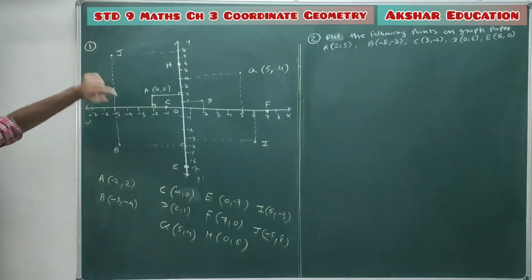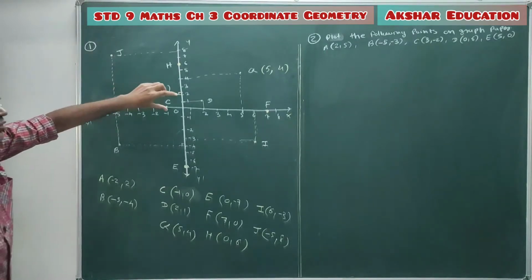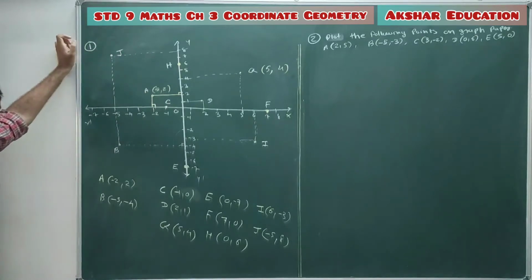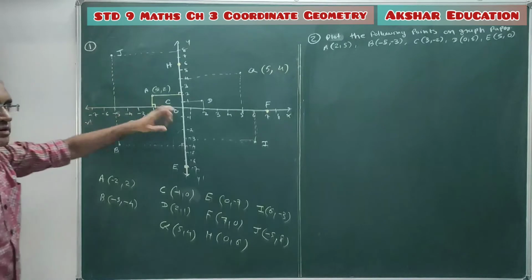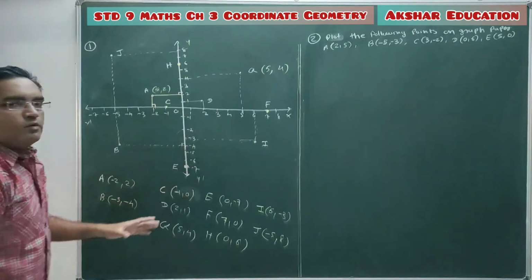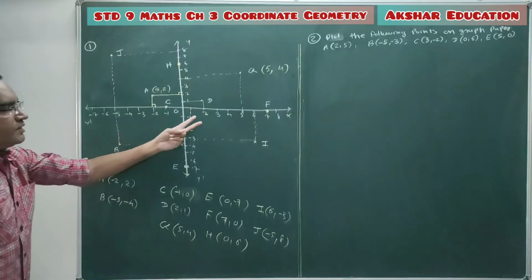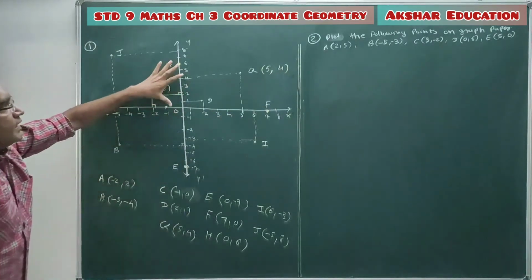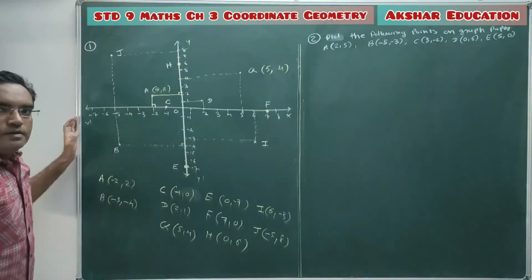drawing perpendicular on x axis to find the x coordinate and drawing the perpendicular on y axis to find the y coordinate. Just keep in mind the definition of x coordinate and y coordinate. X coordinate means distance from y axis, y coordinate means distance from x axis. Very simple. Any point which lies on x axis, its y coordinate is always 0, and any point which lies on y axis, its x coordinate will always be 0.